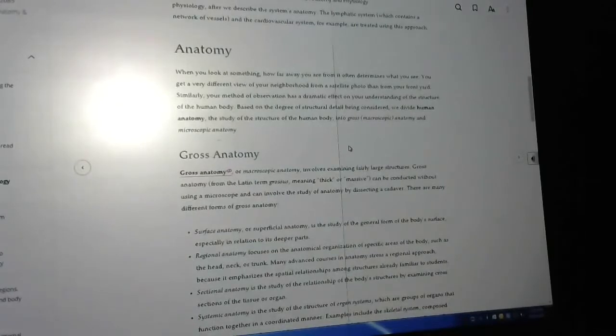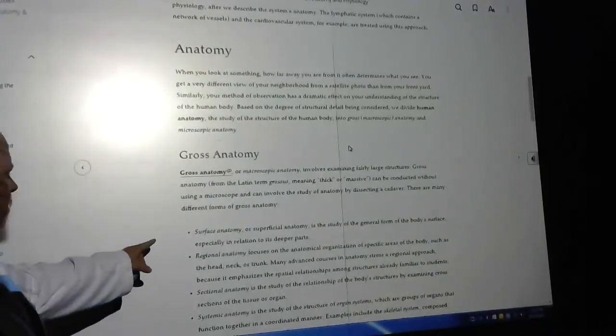Now, gross is the macro, and what does macroscopic mean? Macro means large or the whole thing, what you can see. Gross anatomy, or macroscopic anatomy, involves examining fairly large structures, from the Latin term grossus, meaning thick or massive. Under gross anatomy, we have surface anatomy, regional anatomy, and systemic anatomy, as well as clinical anatomy and developmental anatomy, like embryology.